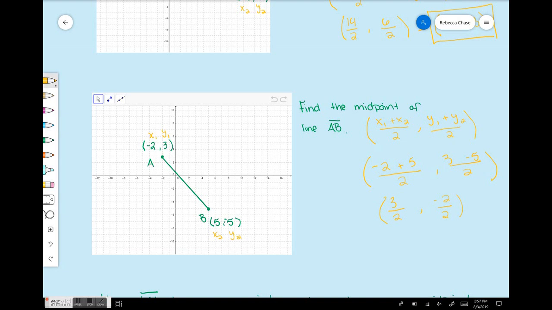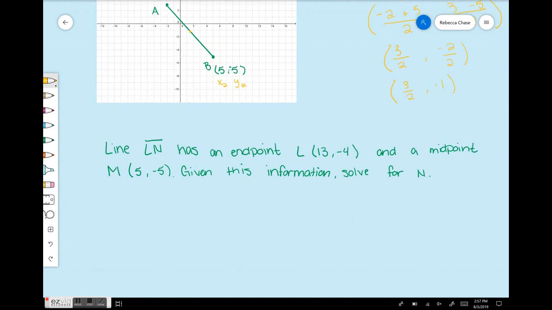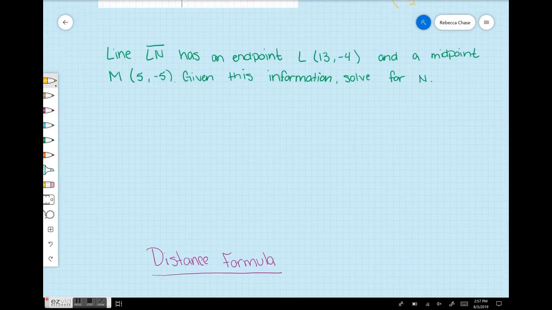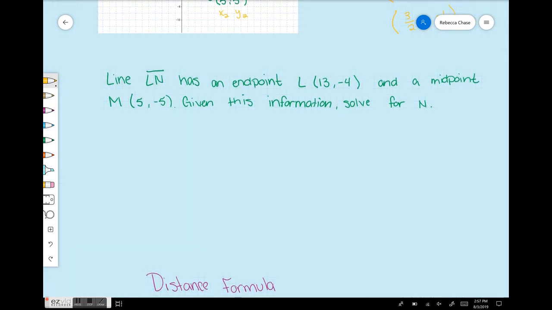Now, 3 over 2 doesn't simplify. You can leave it as 3 over 2, or you can write it as 1.5. I don't care. I would prefer 3 over 2, so I'm going to leave it as that. And then negative 2 divided by 2 is going to give me negative 1. So then I graph that. I go over 1.5, I go down 1. That's going to put me right about there. Does that look like the middle? Yes.